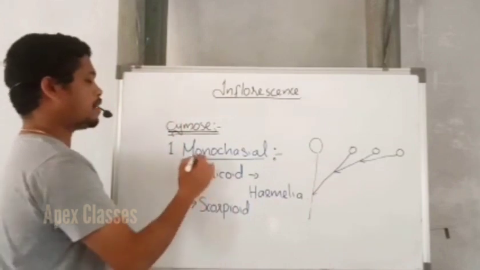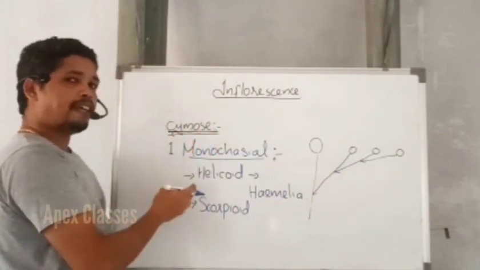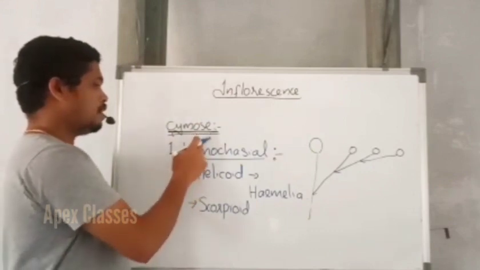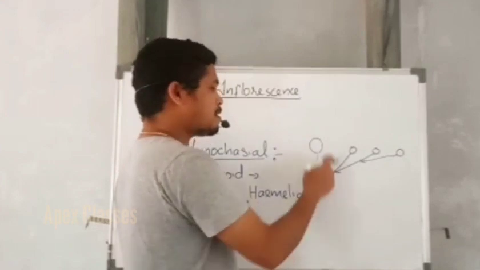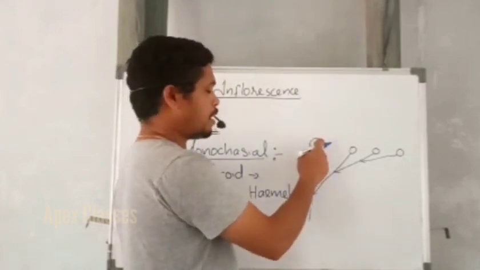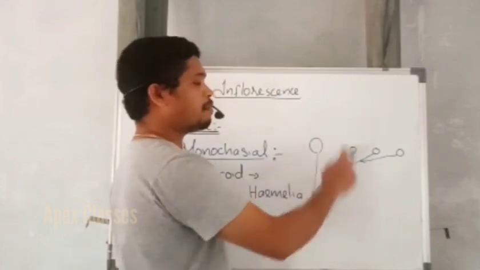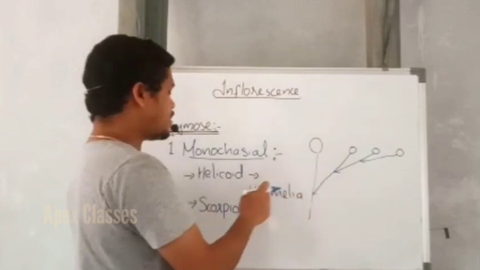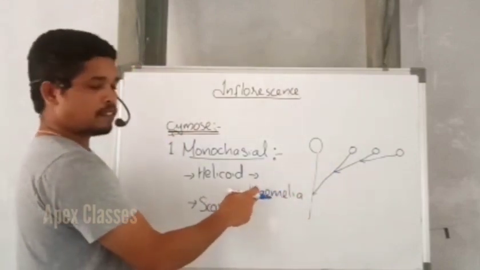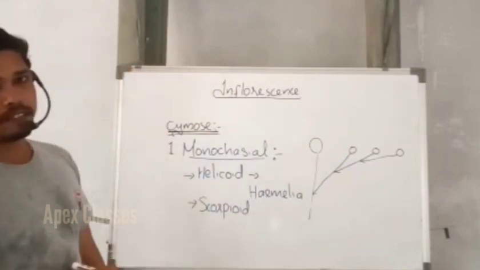Scorpioid. We said that monochasial cymose inflorescence has three types: monochasial cyme, dichasial cyme, polychasial cyme. The first type is monochasial cyme. The peculiarity of monochasial cyme is that the main axis terminates into a flower and from the main axis one lateral branch is raised. If the lateral branch is raised like a helix, it is known as helicoid monochasial cyme.